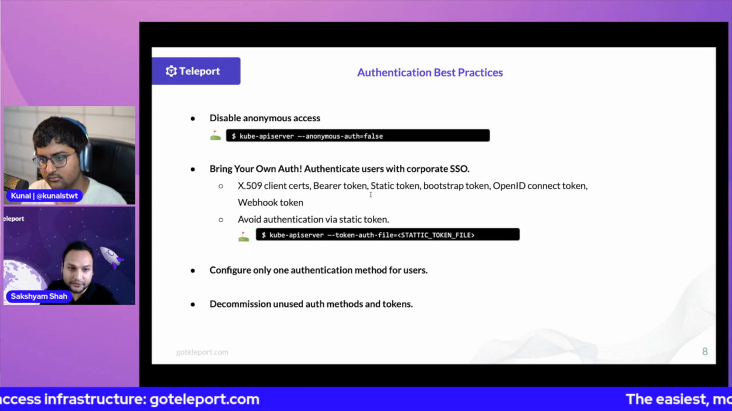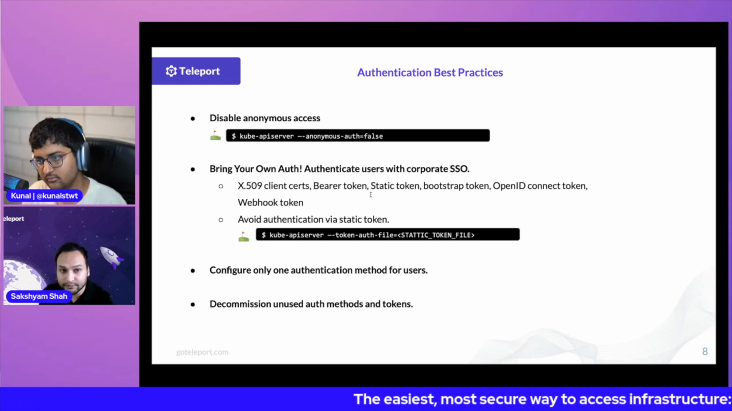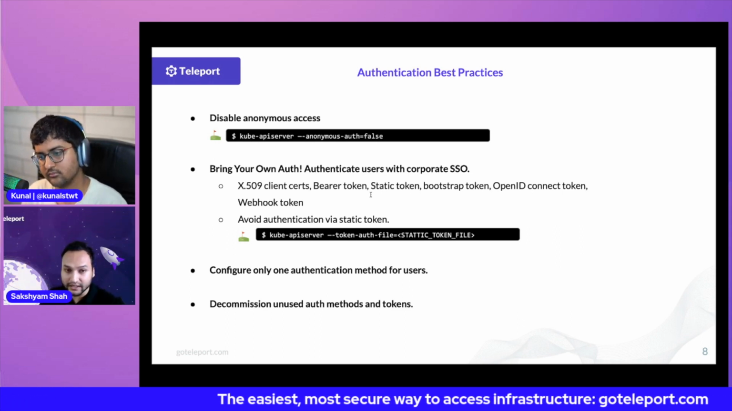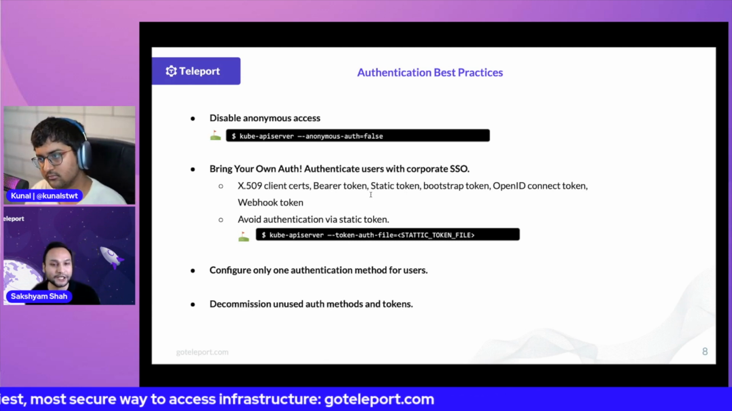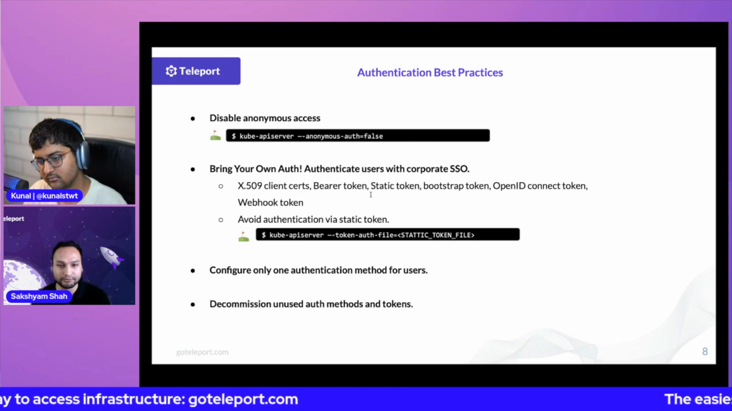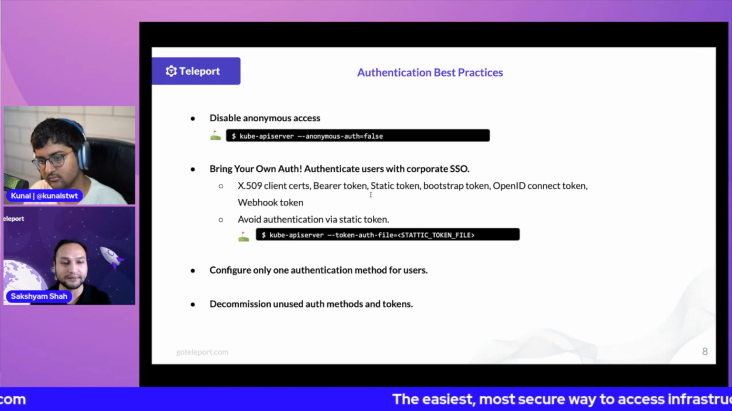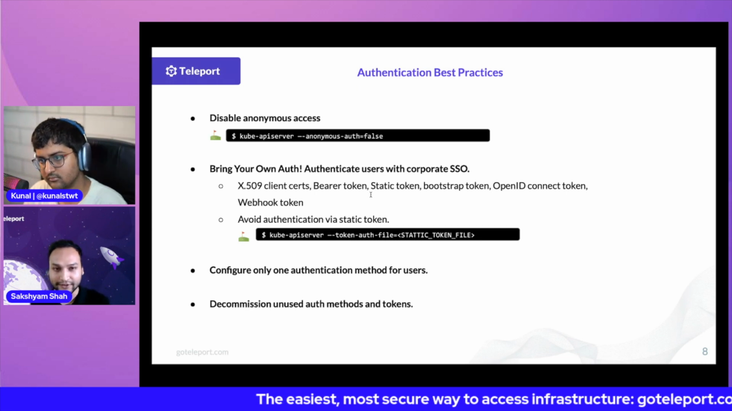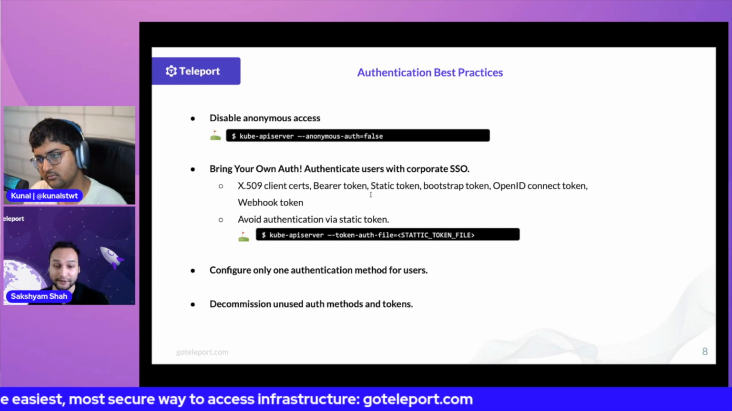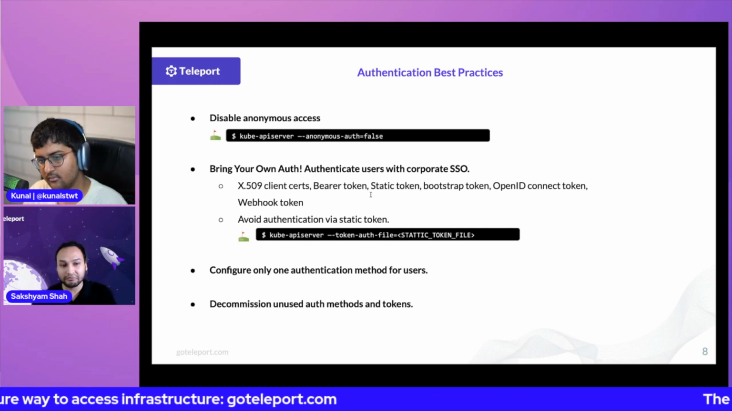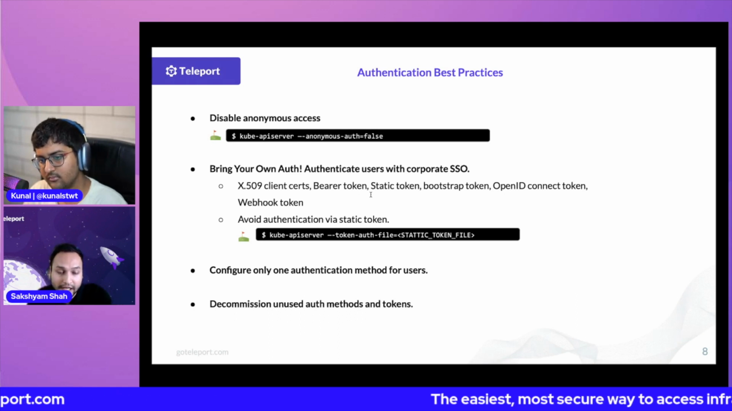The third best practice is configure only one authentication method for users. As I mentioned earlier, Kubernetes supports many authentication methods, but if you configure two or more different authentication methods for a single user, a malicious user might exploit it by making the system fall back to the most insecure authentication method and use it to bypass the security controls you've implemented. So at minimum, always make sure that only one authentication method for a user is defined.